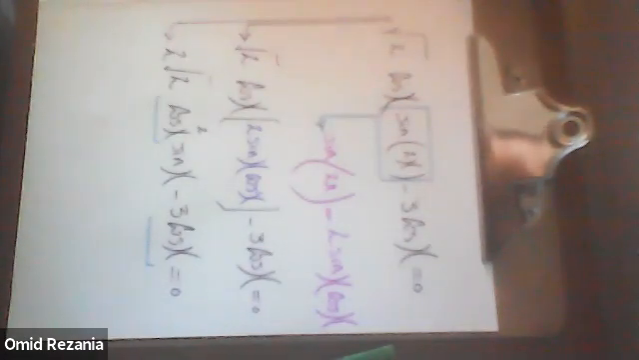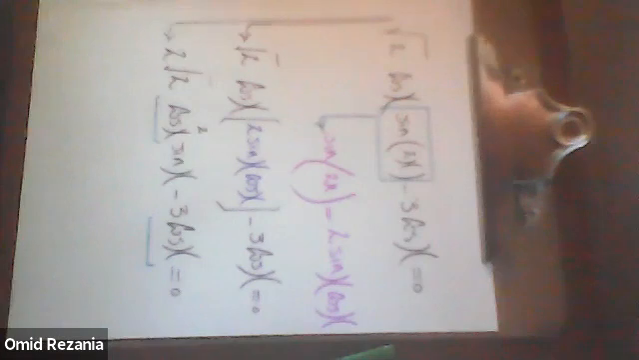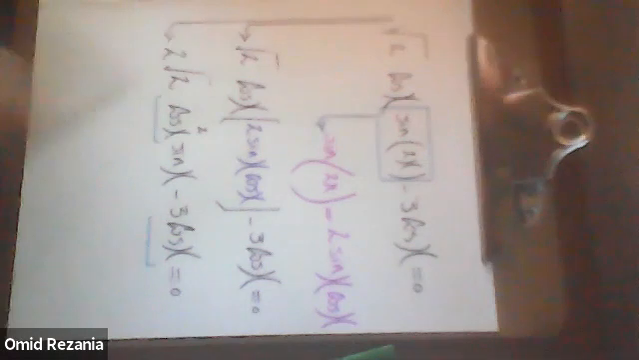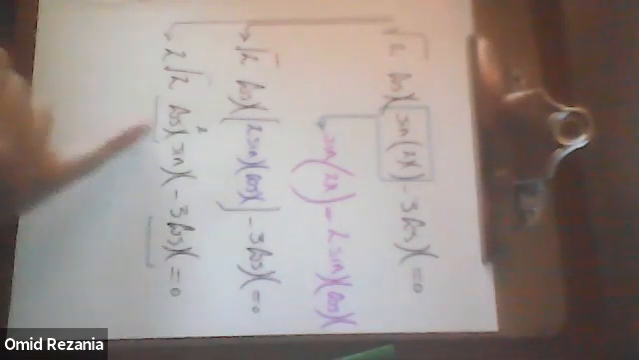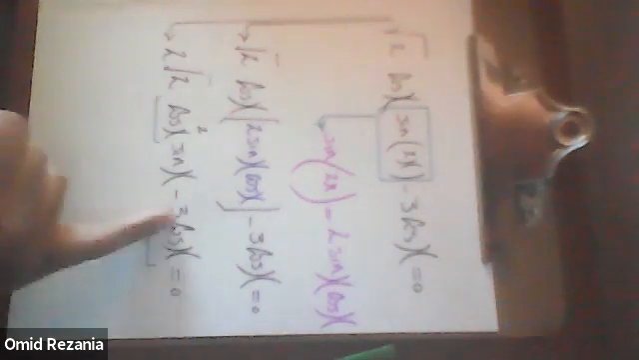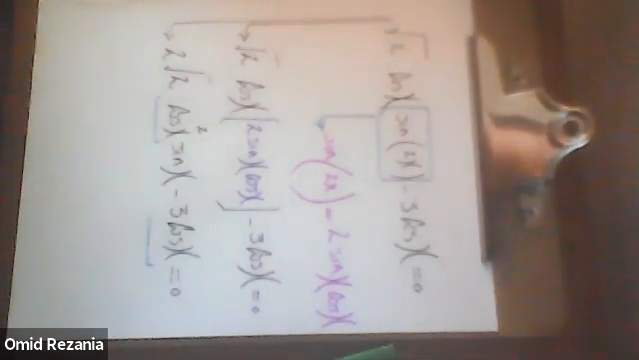Now, what can possibly be done? Previously, in the two previous examples that we solved today, we saw something similar: the cosine squared of x times sine x, minus 3 times cosine of x, equal to 0.